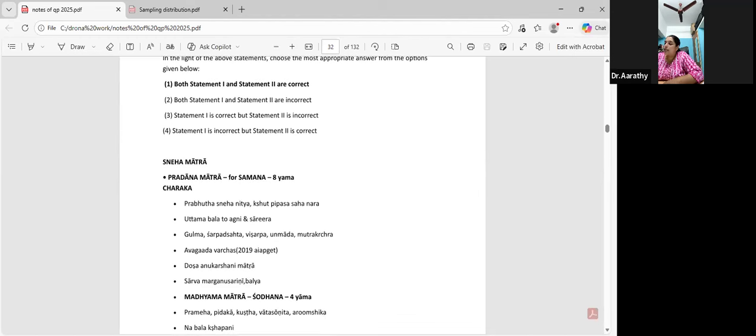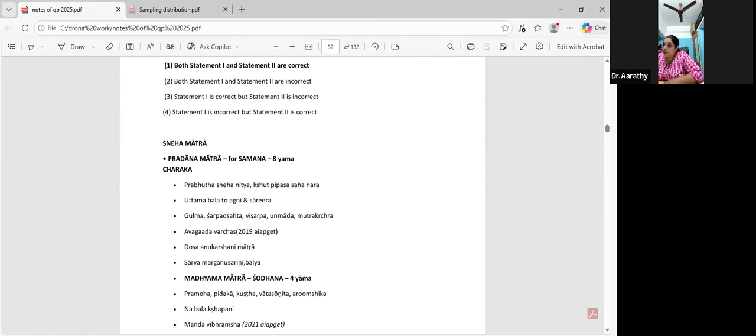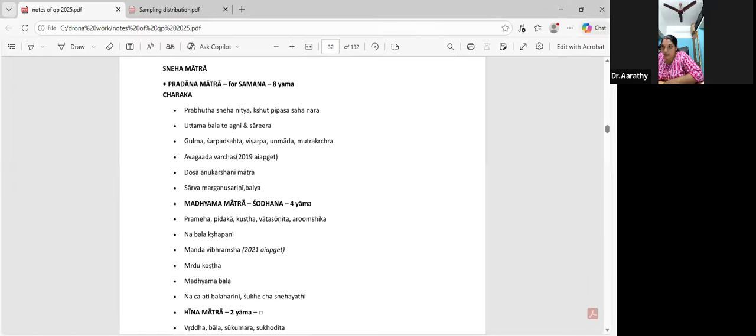Sneha, Sweda, Vamana, Virechana, Asthapana, Anuvasana, Nasya, Dhumapana, all these indications and contraindications are very important as far as Sneha Matra is considered. You will have to study about the Pradhana, Madhyama, and Avara Matra or Hina Matra. What is indicated according to Charaka, whether Pradhana Matra is for Shamana or Shodhana, and what other Acharyas say about Pradhana Matra and Madhyama Matra. According to Acharya Charaka, there is a confusion point over there. Those have to be noted.